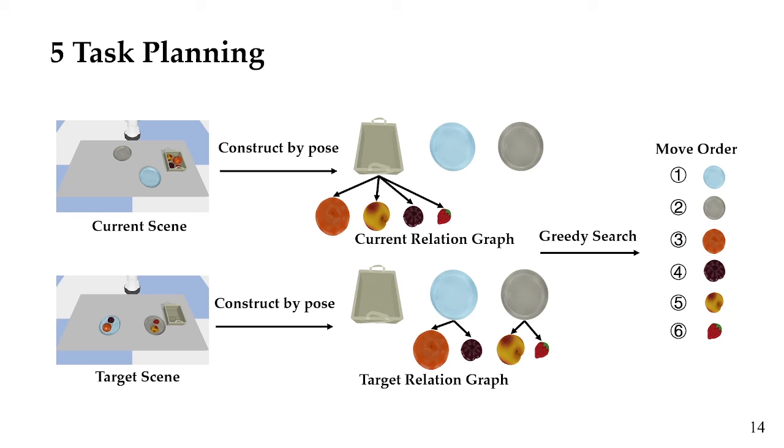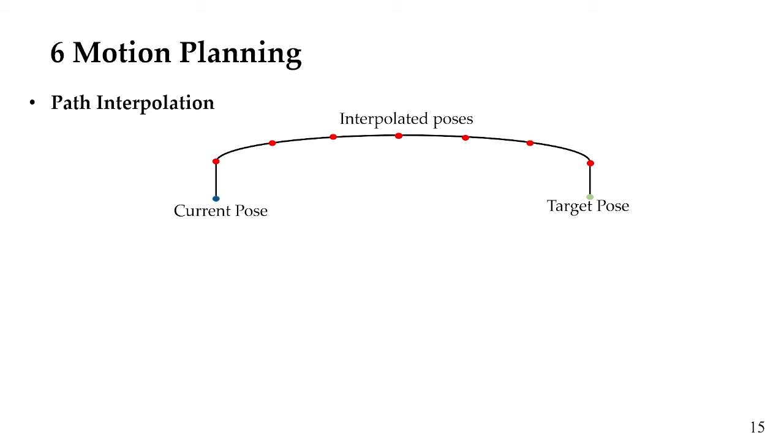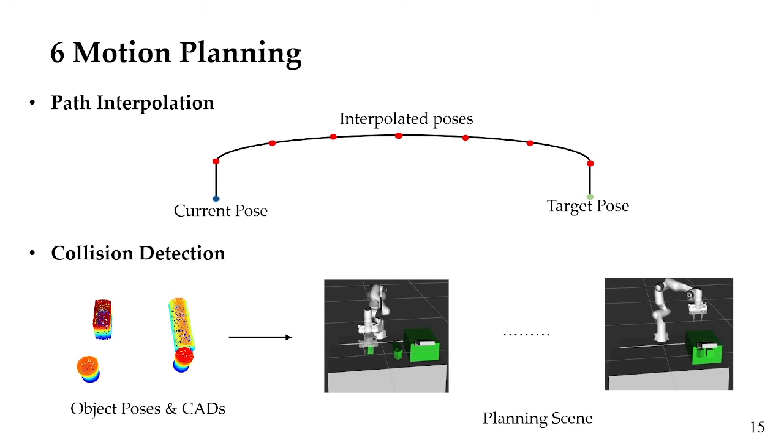For motion planning, we make two modifications. First, we do path interpolation for long-distance moving to avoid planning failures or singularities. Second, to avoid collision between the robot arm and objects on the table, we build a planning scene based on the result of pose estimation in MoveIt.